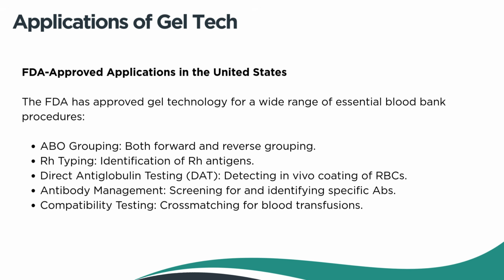How about the applications of gel tech? Okay, so we have ABO grouping, essential for determining blood type, necessary for transfusions. It can also be used for RH typing to identify RH antigens to prevent severe transfusion reactions. We can also use it for DAT, detecting in vivo coating of red blood cells, which will aid in diagnosing conditions like hemolytic disease and transfusion reactions.